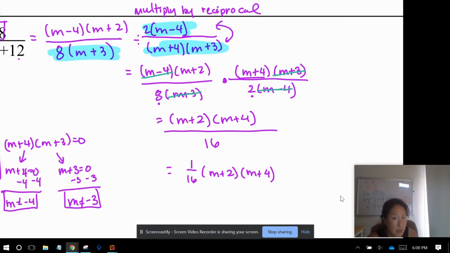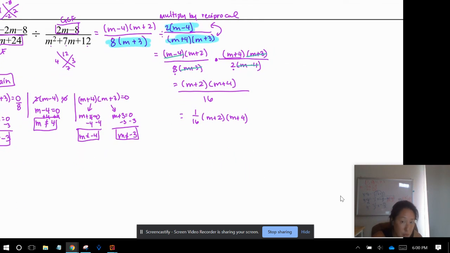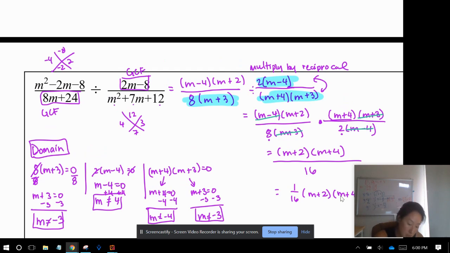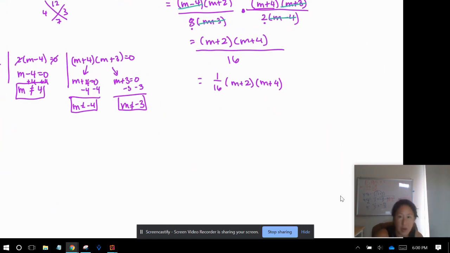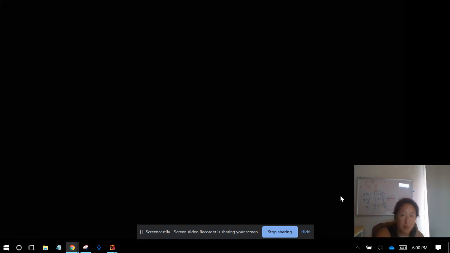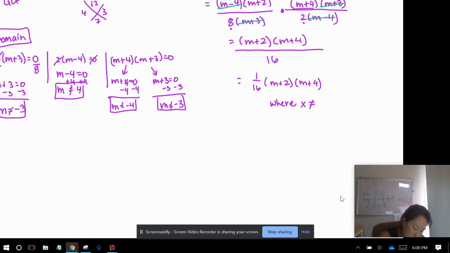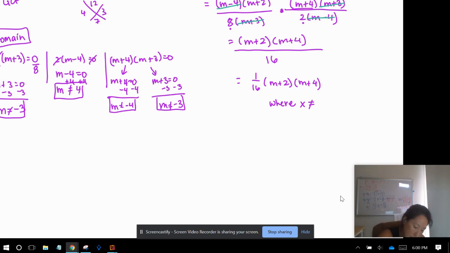And what values can we not include? Remember, it looks like in the end we don't have a denominator, but we know from the original that there were a bunch of values we weren't allowed to use. So we say where m cannot equal negative 3, negative 4, and 4.